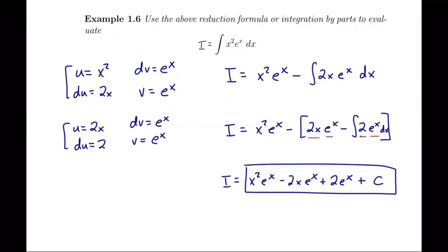So now it's just going to ultimately be the integral of e to the x with a factor of 2 times it. And that's something we can resolve. The integral of e to the x is just e to the x. And we see that happen down here.